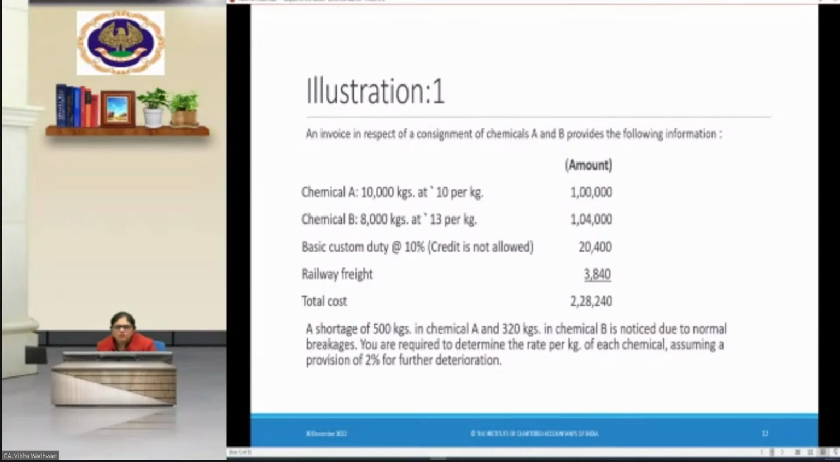All right, so a shortage. Basically it's a question of the shortage. A shortage of 500 kgs in chemical A, because the basic nature of the material is chemical. Chemical tends to evaporate, it tends to dry up also. So normal shortage has to happen.